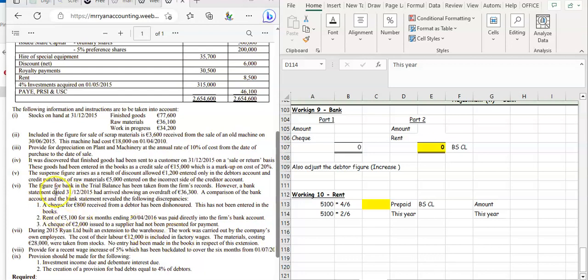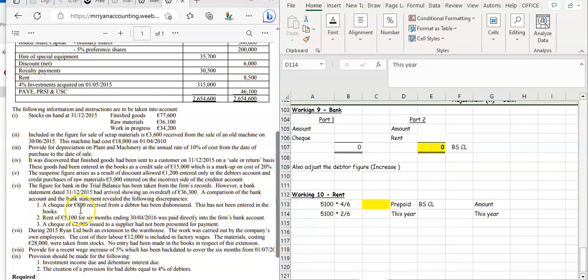Okay, so let's have a look at working 6 or adjustment 6 of the bank for Ryan Limited manufacturing account 2016. So the figure for the bank in the trial balance has been taken from the firm's record. However, a bank statement dated the 31st of the 12th 2015 has arrived showing an overdraft of 36,300. Comparison of the bank account and the bank statement revealed the following discrepancies.